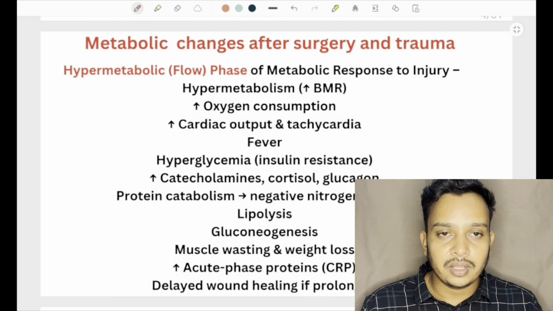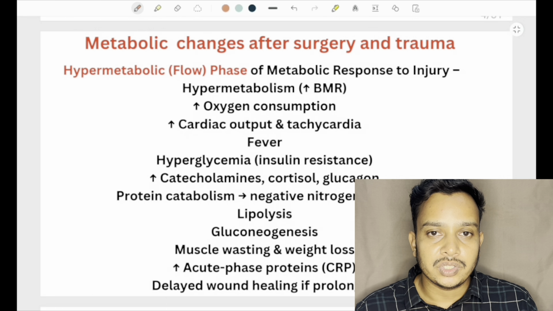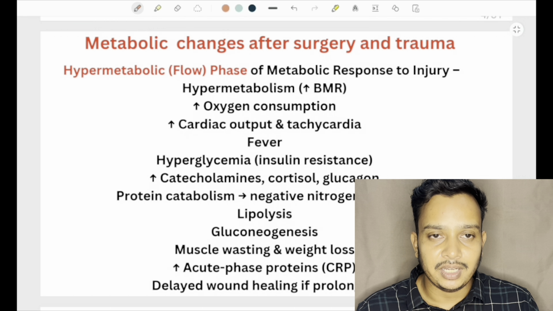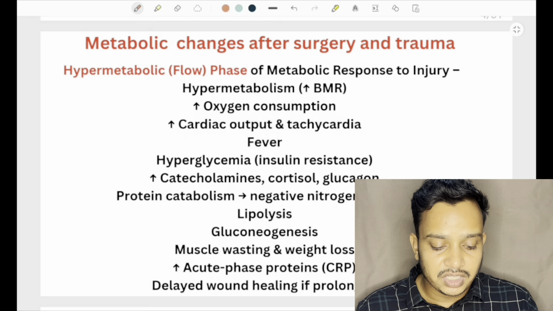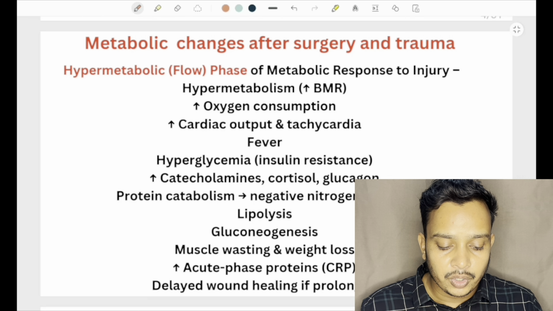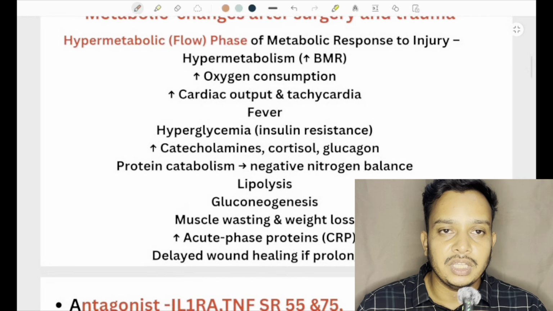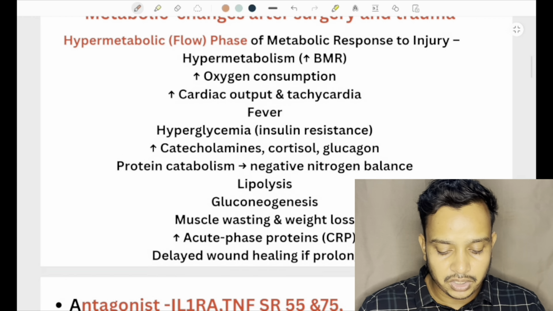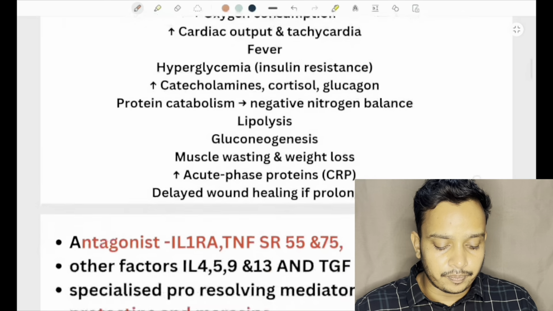And also there are multiple acute phase reactant proteins produced by the liver, such as CRP, which increases. If this catabolic or hypermetabolic flow phase is prolonged, there is delayed wound healing. Basically, the patient will have excessive metabolism in this phase, so that the body wants to get rid of this inflammatory phase and restore energy as soon as possible.